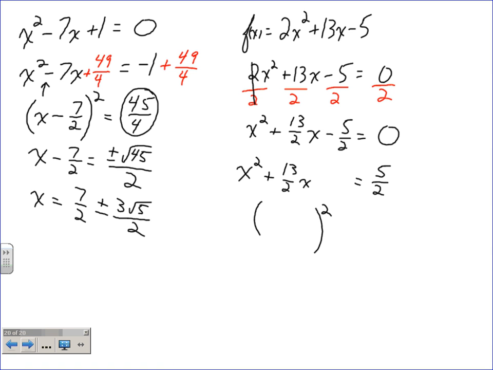What is half of 13 halves? 13 fourths. Half of 13 over 2 is 13 over 4. You double the denominator. Half of 13 halves is 13 fourths. You can put that right in the parentheses. And then we square it. 13 fourths squared is 169 over 16. And that's what I'm going to add to both sides of the equation.